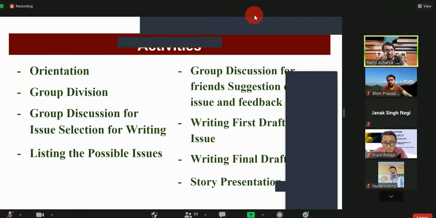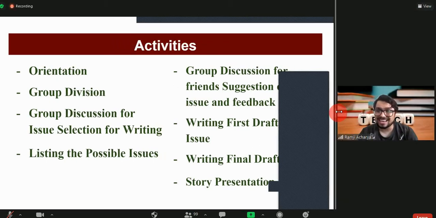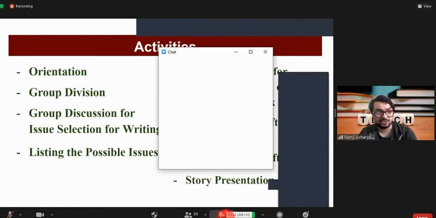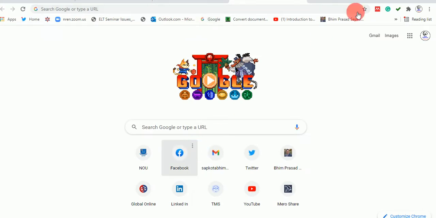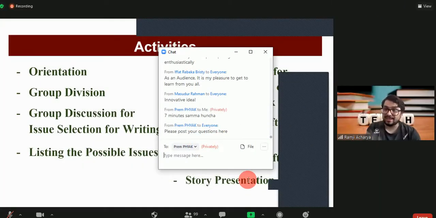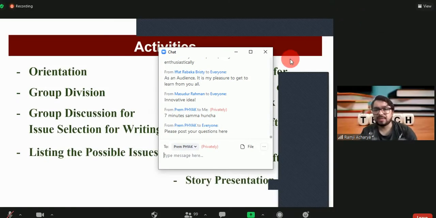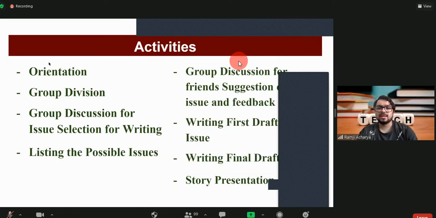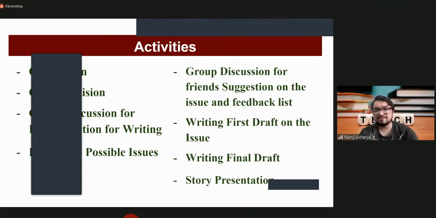Then group division and group discussion for issue selection. They select their issue themselves rather than going through a prescribed title. They raise their own issues, listing the possible issues prevailing in their society which can be made the title of a story. Again, group discussion for the issues and friends' suggestions. They share their list with friends and collect suggestions and feedback. And then writing the first draft, and this is the process.